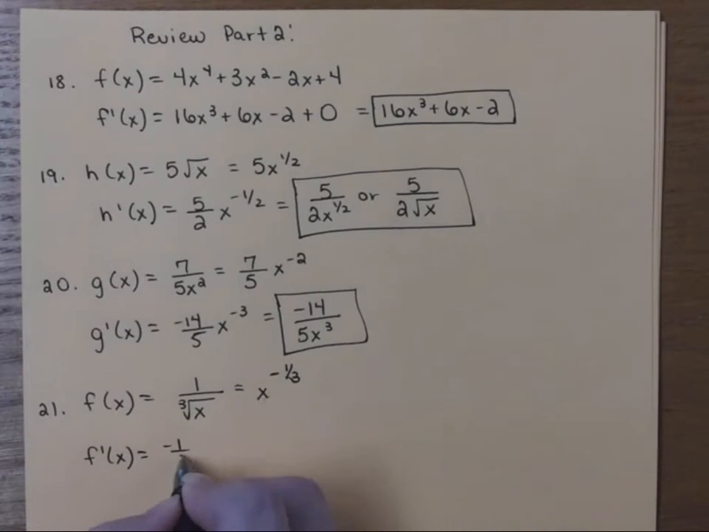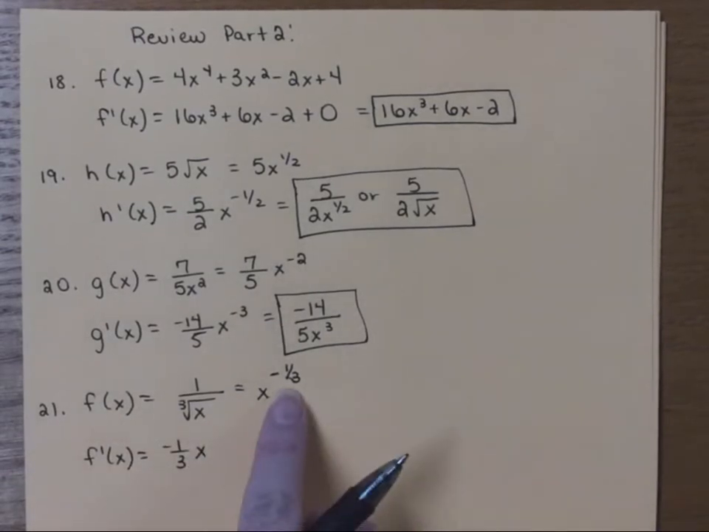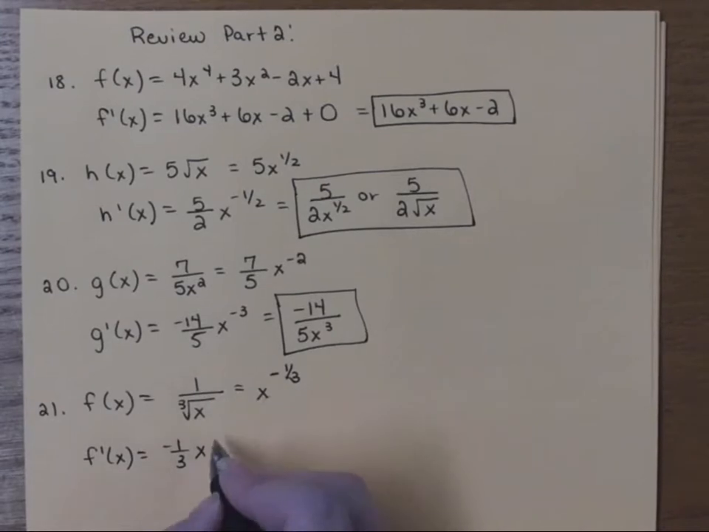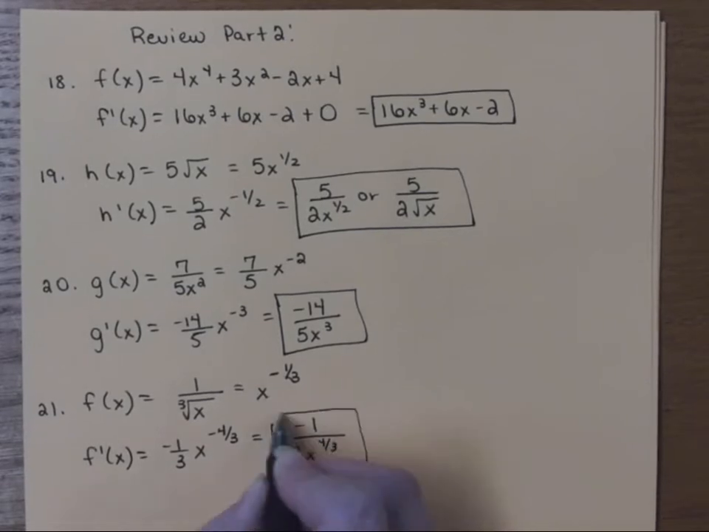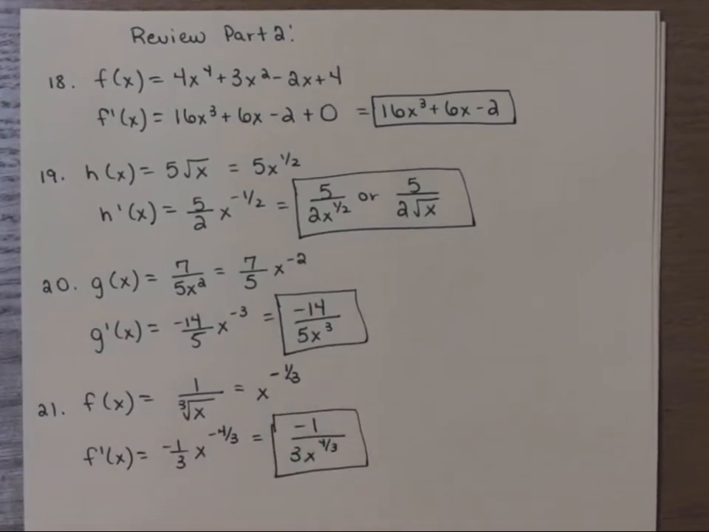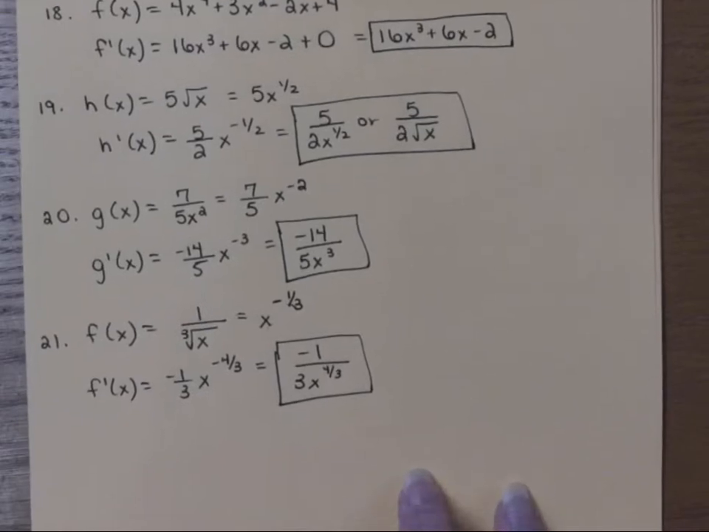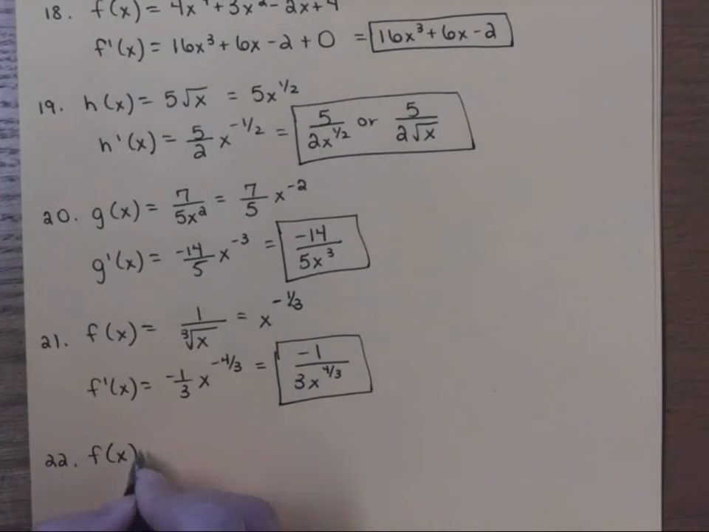All I've done is rewrite the problem, so it's going to be negative 1/3 x to the, careful, if you do negative 1/3 minus 1, you're going to get negative 4/3. So in the end, you're going to get negative 1 over 3, and then x to the 4/3 power. Okay, technically speaking, you could write that as negative 1 over 3, and then the cube root of x to the 4th, but I don't think we really need to do that. All right, 22.